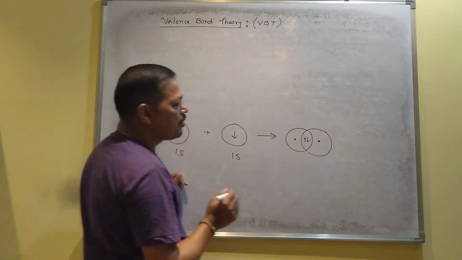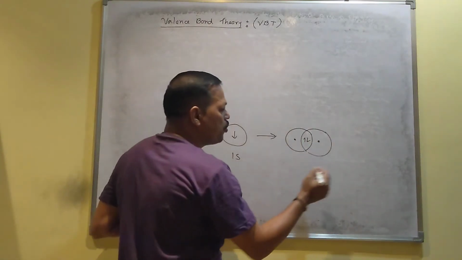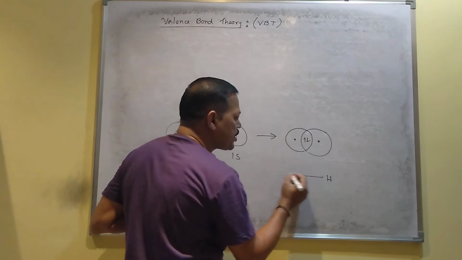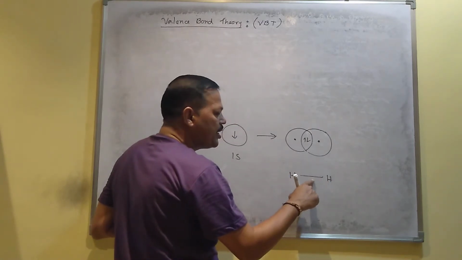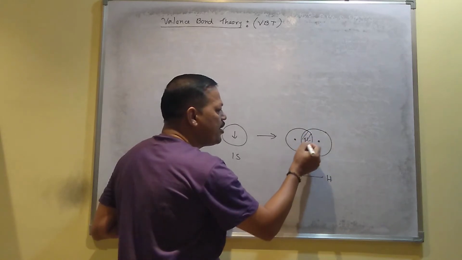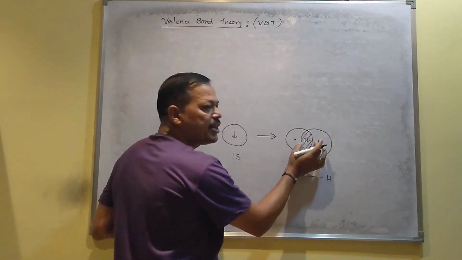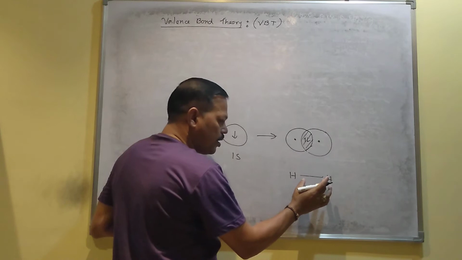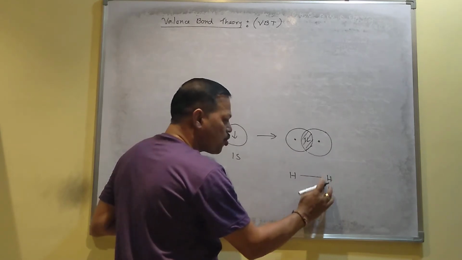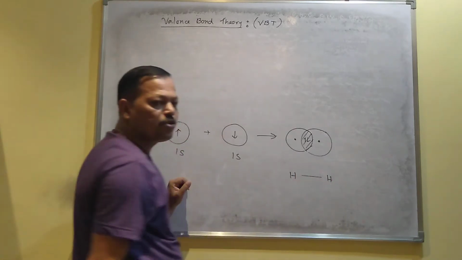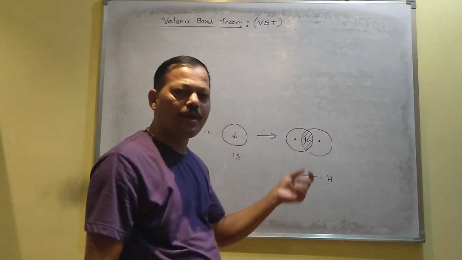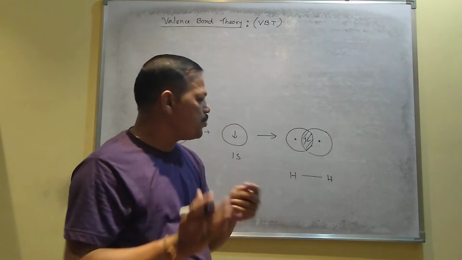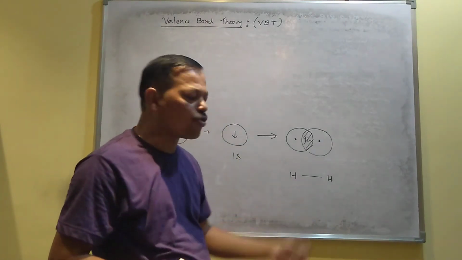When a bond is produced between two atoms, suppose a hydrogen bond is produced, what will be the strength and stability of this bond? It depends on the degree of overlap. The greater the degree of overlap, the stronger is the bond produced between two atoms. So it depends on this type of overlapping. If the overlap area is more, the bond will be stronger.